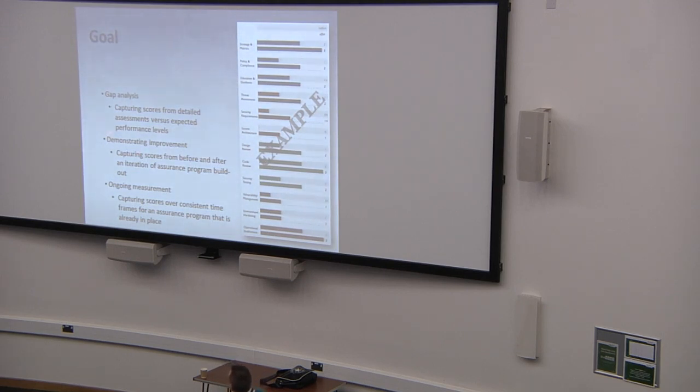Now, you can also do it after an implementation step. If you have implemented some activities, some improvements, you want to convince management that you improved the situation. In this case, you can again use these scorecards to demonstrate, okay, this is where we were before we did the improvements, and now we actually achieved this. So this is actually the improvements that we did. Again, the scorecards are very useful in representing what you have achieved.